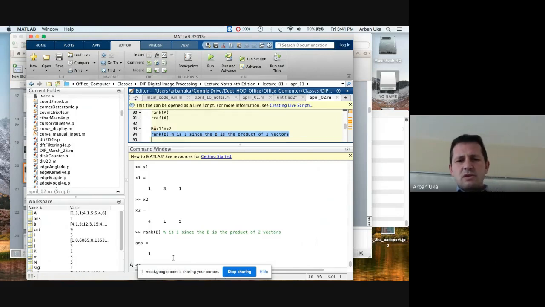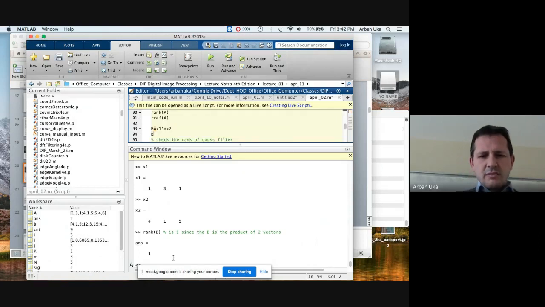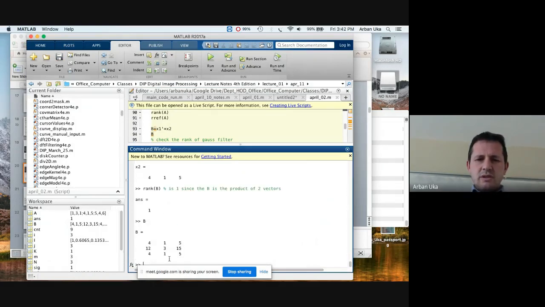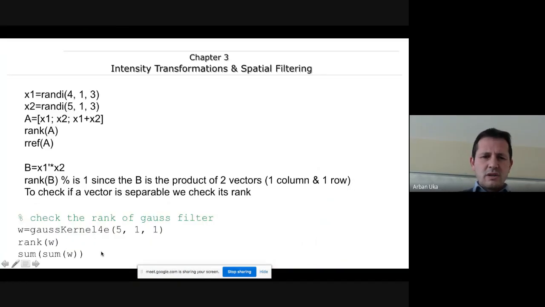So if B is a filter, the filter can be anything actually, which means that if we convolve this one with any image, this would be equivalent to applying first x1 and then x2. Okay, so this is what we wanted to say regarding this.